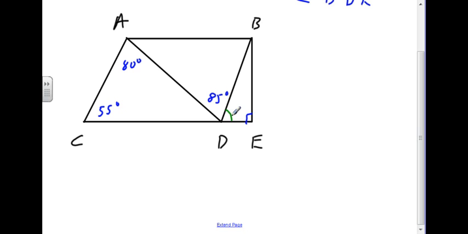How am I going to do this without using that? Anybody got any bright ideas? Yeah. Okay.